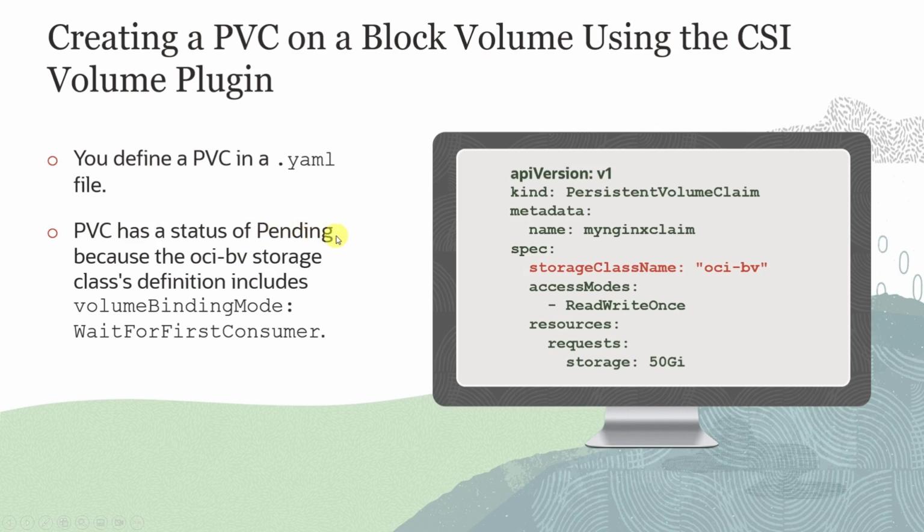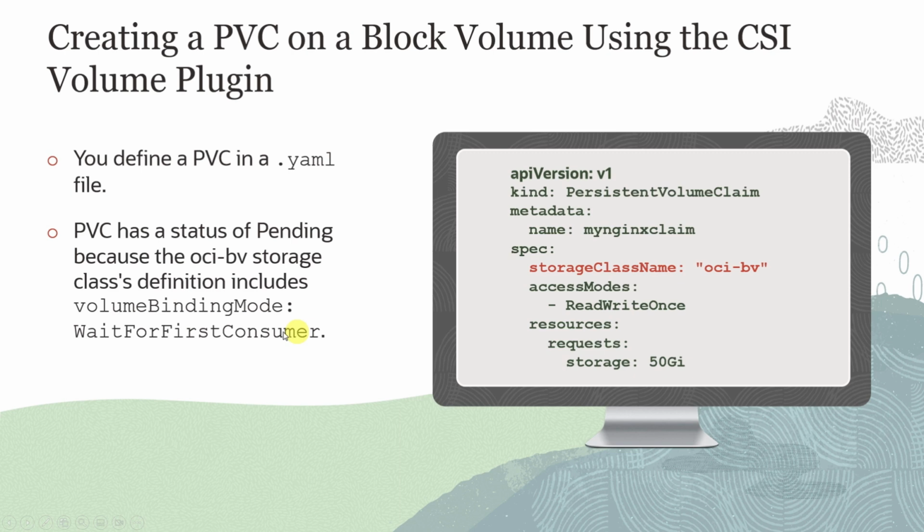PVC will show pending, because the OCI-BV storage class's definition includes volume binding mode, which is set to wait for first consumer. This is a property in the storage class definition that dictates the binding behavior. When set to wait for first consumer, the persistent volume associated with the persistent volume claim will not be bound until a pod that claims this PVC is scheduled on a node.